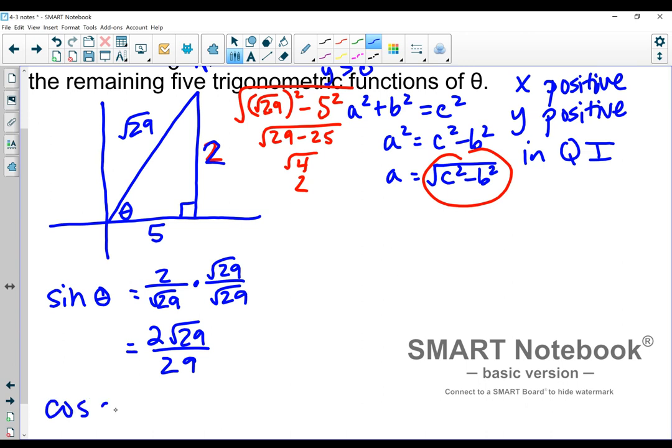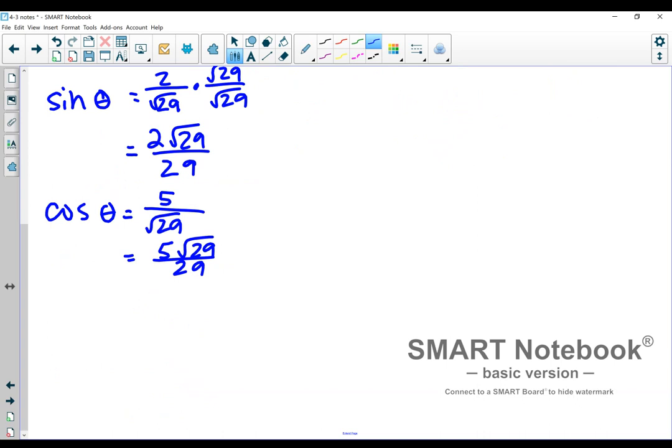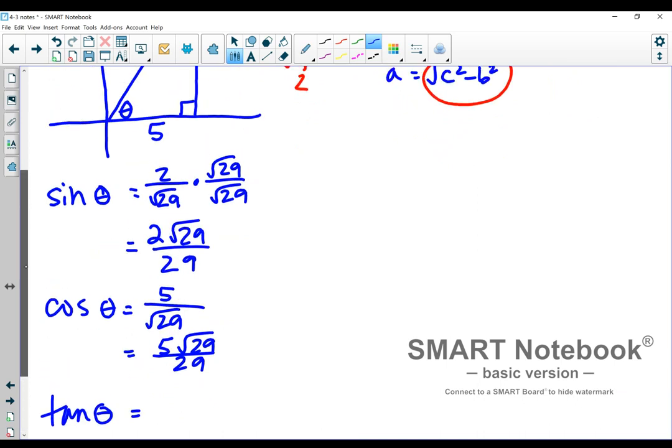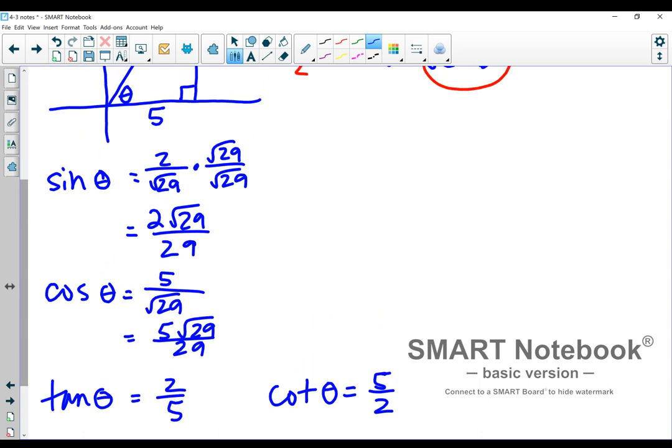And then I'm going to find my cosine. So cosine is x over r, so 5 over the square root of 29. And when I rationalize that one, after doing the first one, you can kind of see it's going to be 5 square roots of 29 over 29. And then my tangent. So let's see, my y side was 2 and my x side is 5, so 2/5. So I'm going to go ahead and do my cotangent right now because that's going to be super easy. And then I can scroll back up so I can see the triangle again. I think all the other ones are going to be faster though, right?